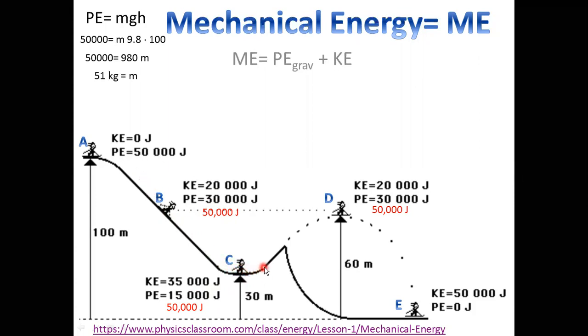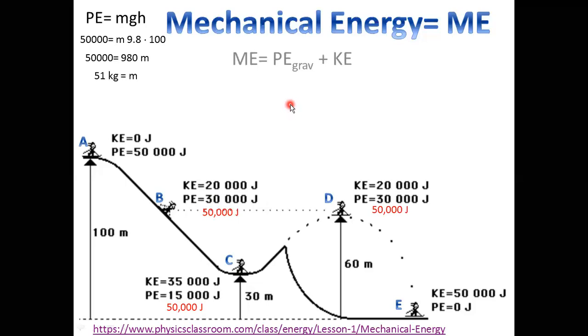So as we get to the jump, what ends up happening is the height begins to change. So the skier begins to store up potential energy once again. And our potential energy goes from 15,000 back up to 30,000 because the height is now 60 meters off the ground instead of being 30. Well, that means some of our kinetic energy is being converted back to potential energy. Notice, however, there's always this 50,000 joules of energy. The total ME, or mechanical energy, remains constant.